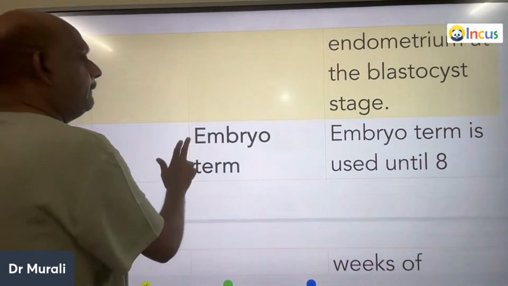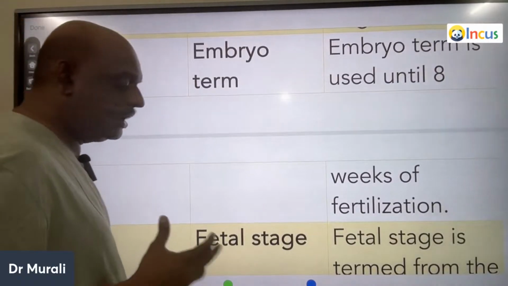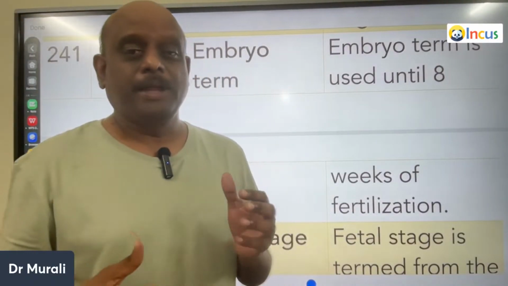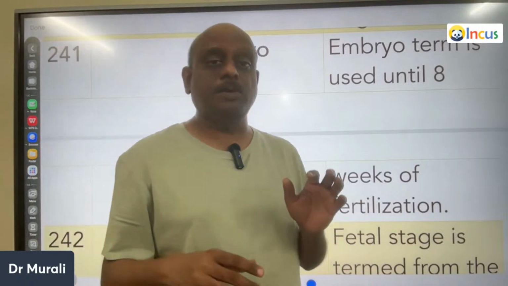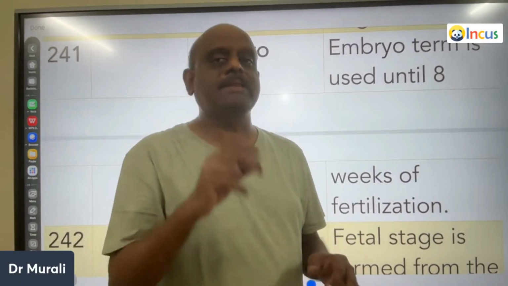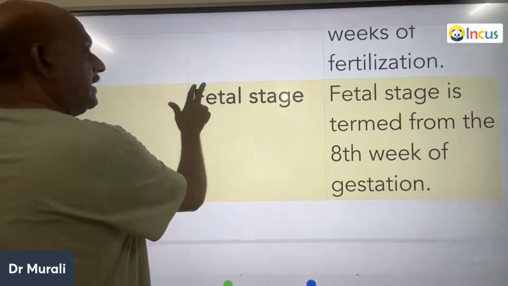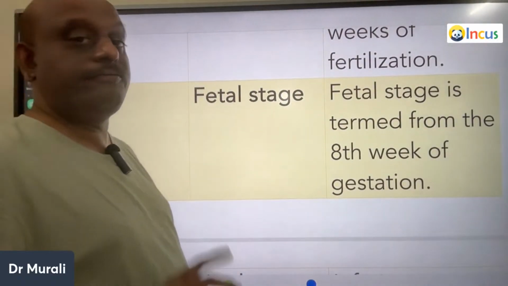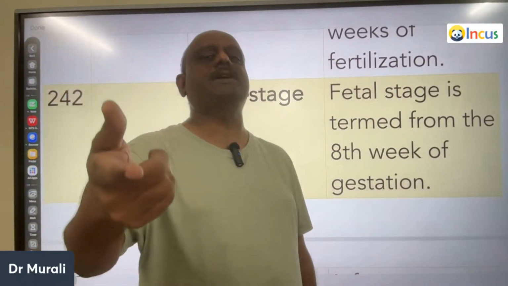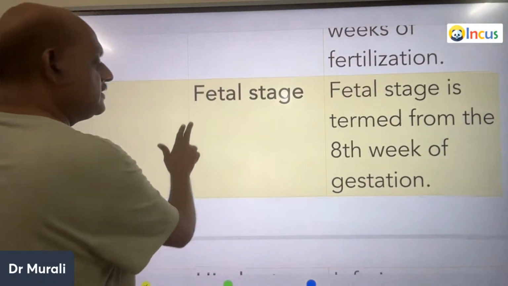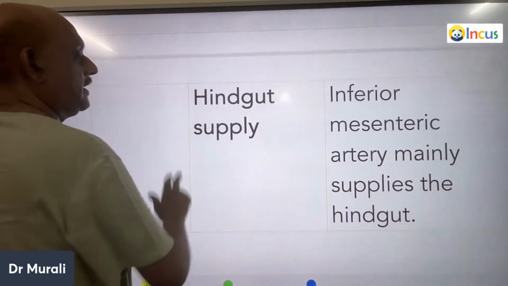Now, embryo is a term that you will use until how long? How long after fertilization? Up to 8 weeks. Up to 2 months it is called embryo. Fetal stage, when do you call it? From the 8th week of gestation. Up to the 8th week it is embryo, afterwards it is fetus. Fetal stage is what you need to understand.